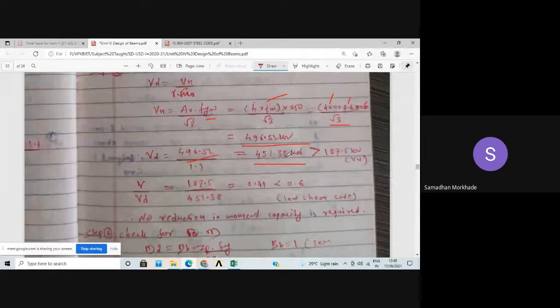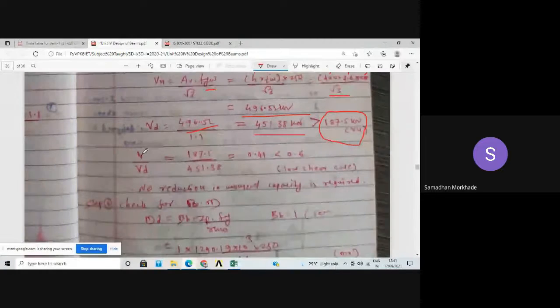Whatever section we have suggested, ISWB 400, this is the capacity of that section, the strength of that section in shear. And how much shear force is acting on our section? 187.5 only. It means the capacity of the section in shear is more than the actual shear force acting on the beam. It means the beam is safe in shear.